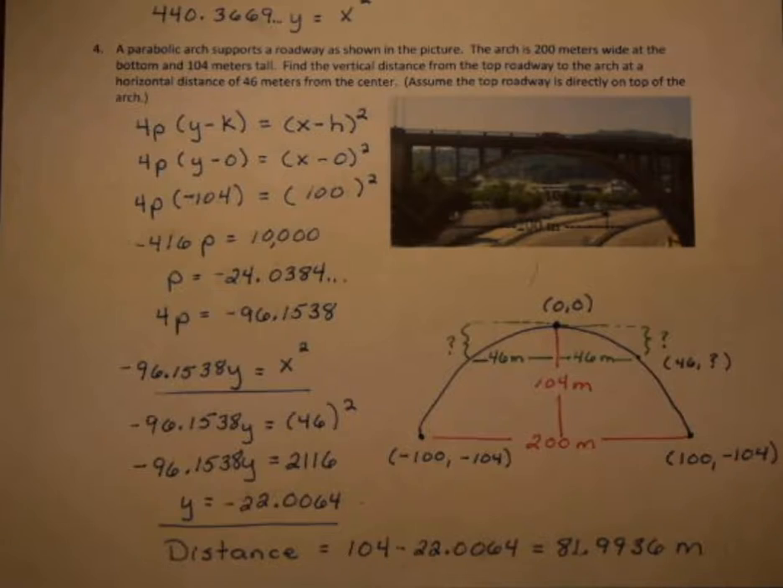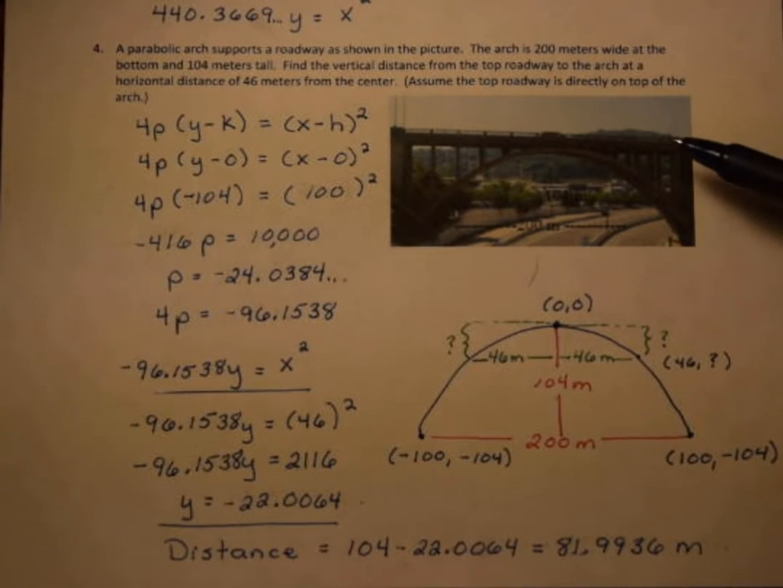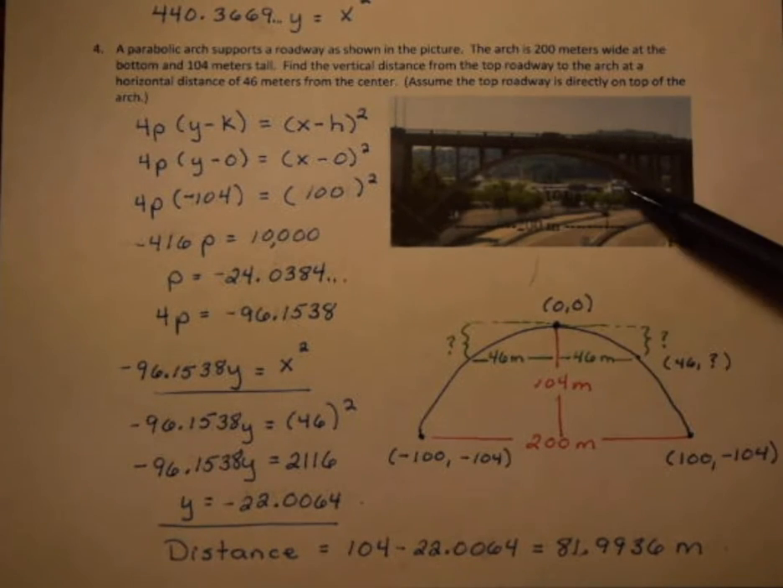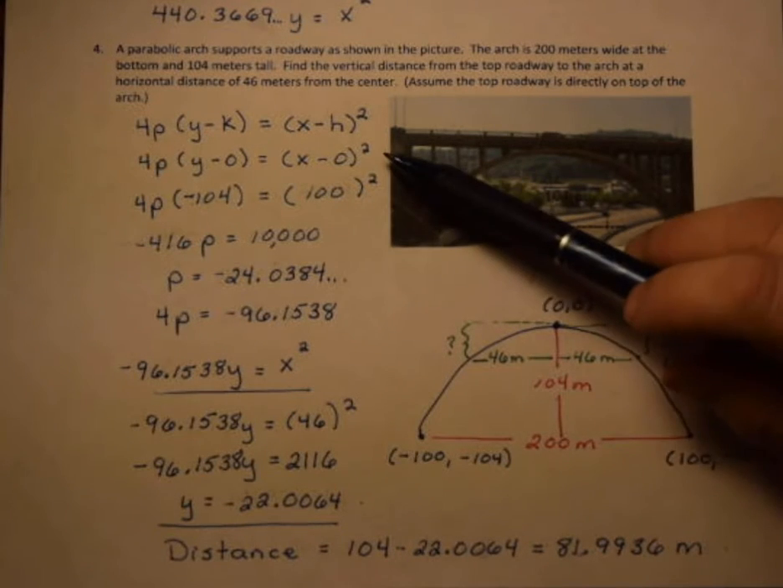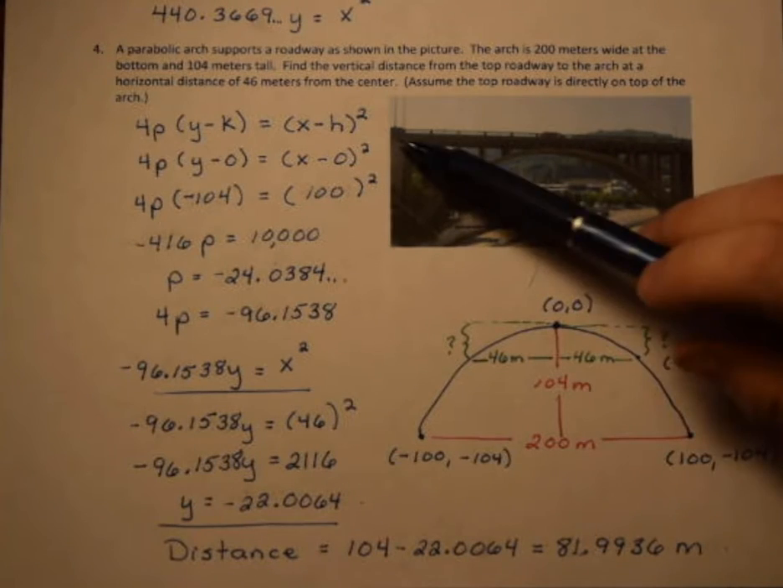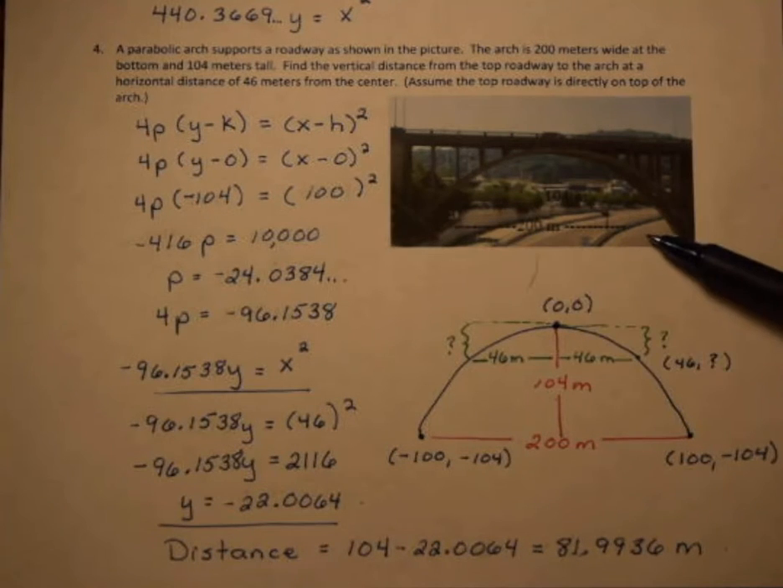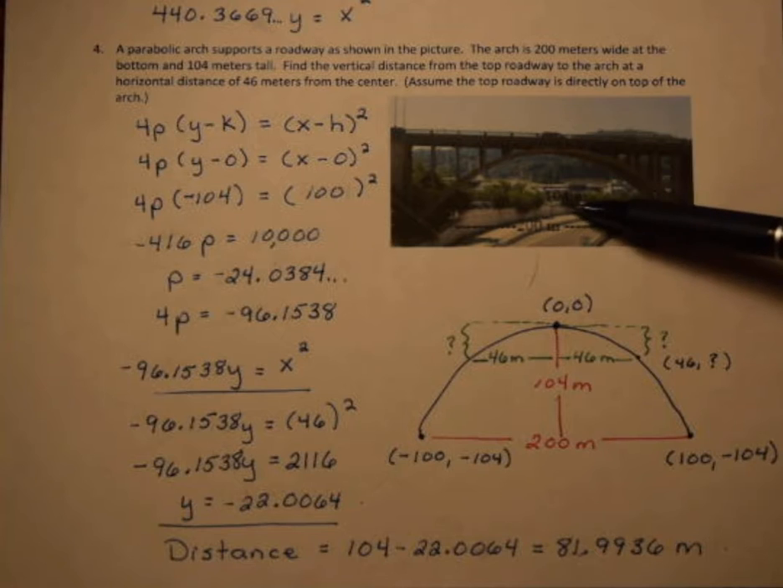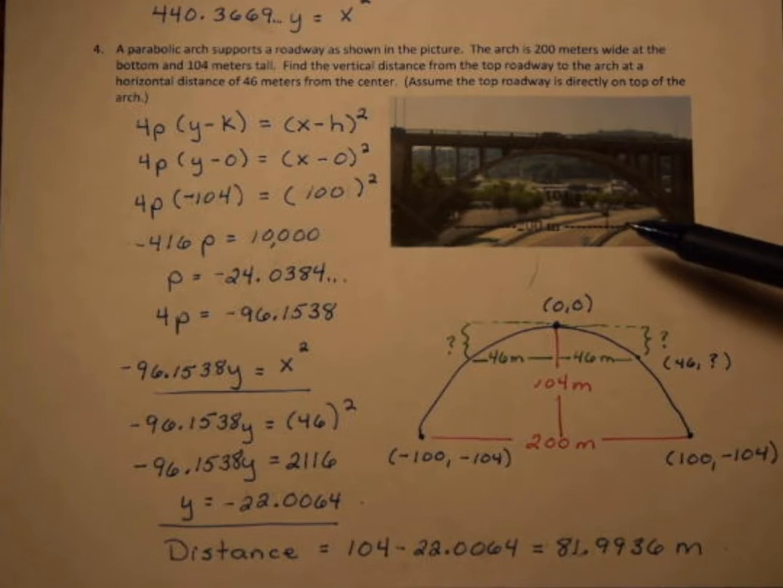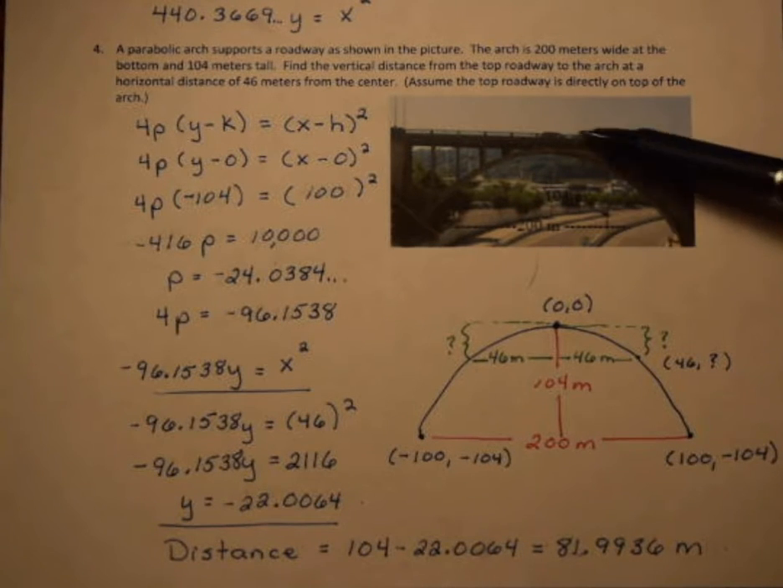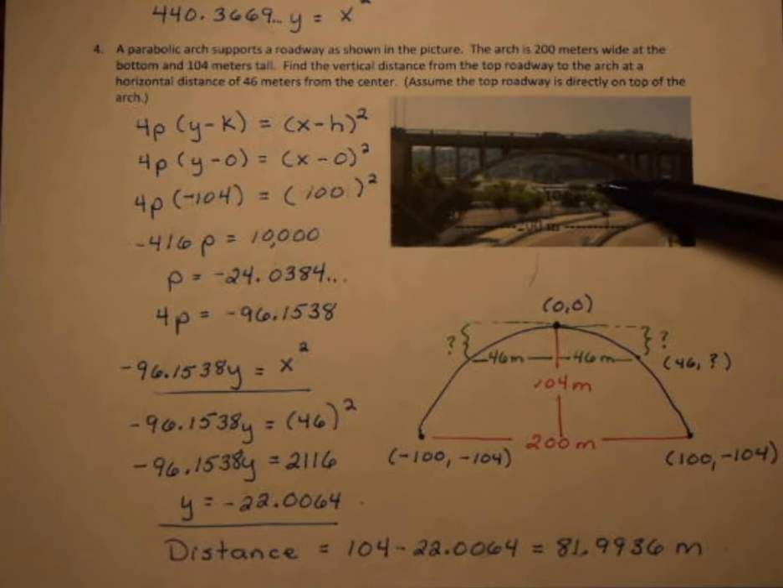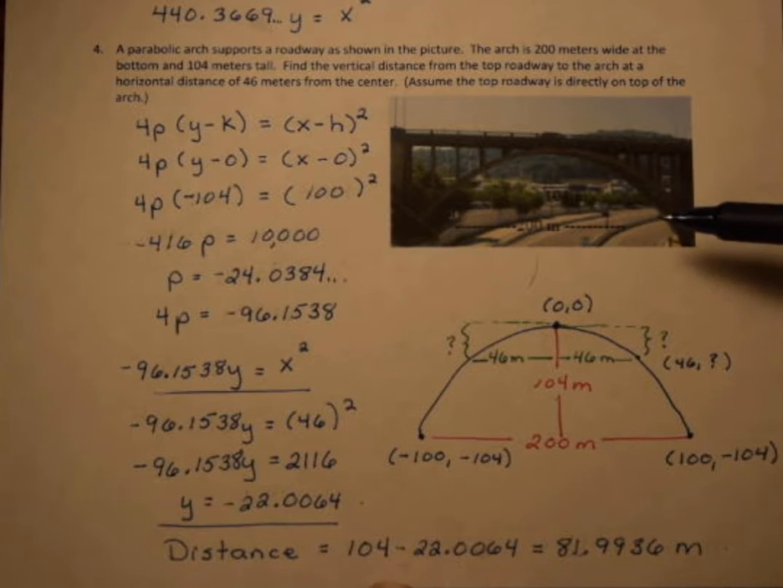Gotta have fun. Okay, number 4 says a parabolic arch supports a roadway as shown in the picture. So here's the arch, here's the roadway. The arch is 200 meters wide at the bottom and 104 meters tall. Find the vertical distance from the top roadway to the arch that is 46 meters from the center. Assume the top roadway is directly on top of the arch.